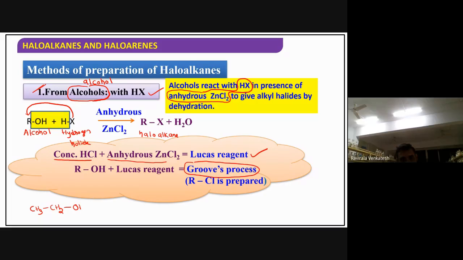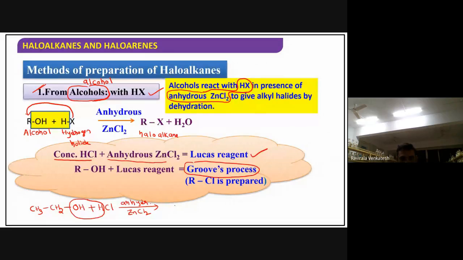Yes, what am I writing? Yes, sir. Now, in place of X, I am taking HCl, right? In the presence of what actually? Anhydrous zinc chloride, isn't it? What is happening? Water is removed.